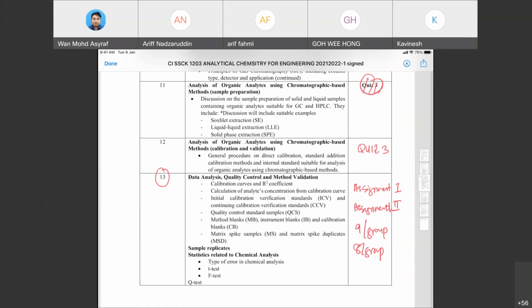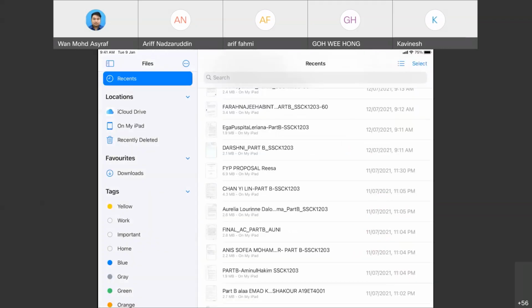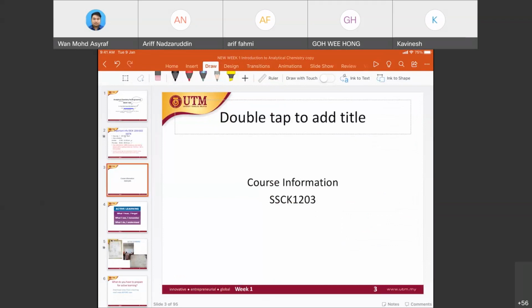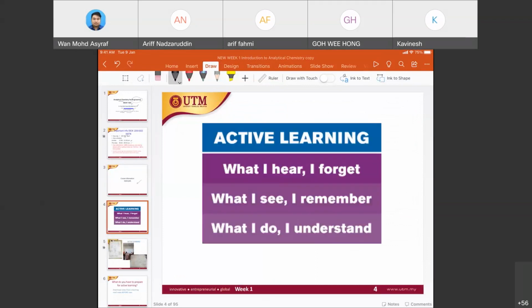Right. Okay, so can I move on to the slides as well? Okay, so that's the course information. Done. All right. So, do you guys know about active learning? What does active learning mean? Active learning is something that will be much better when we have a face-to-face session.